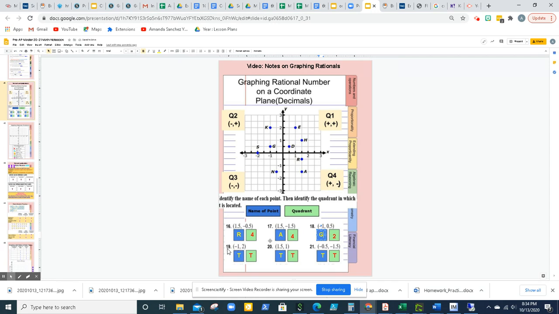Okay, the next one is a negative and then a positive, so going to the left and up, that would be quadrant 2 again. Make sure you put the quadrant in the green section, and then the point: you go over negative 1, but then all the way up to 2, which would be point K.